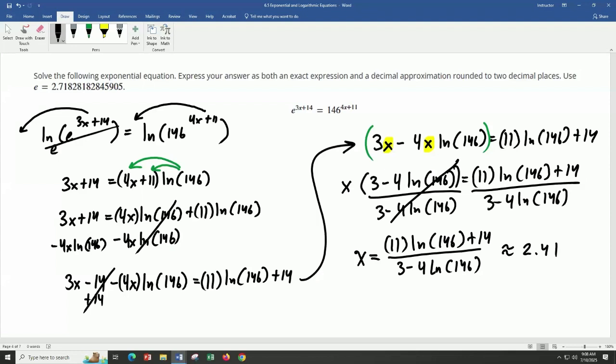And you don't do the subtraction on the 3 and the 4 because the 4 is connected with the natural log. Exactly. That's 4 times. And the 3 is just there. But once you got it out, it's just kind of left over. And so you're like, I'm going to divide all that whole junk. Okay. You get the 2.41.